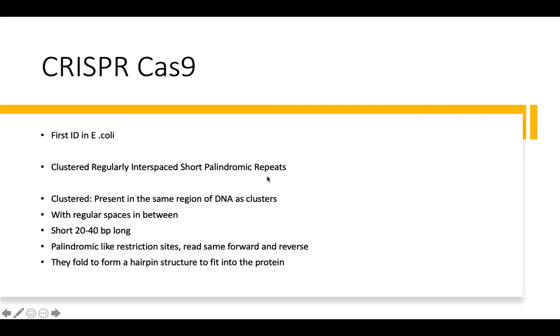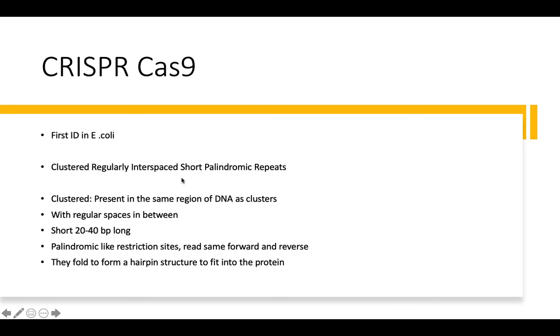C-R-I-S-P-R. Clustered. So they are clustered together, مع بعض, جنب بعض. شو هم ذا that they cluster together? They are short palindromic repeats. So these are short palindromic repeats. حكينا شو يعني palindrome. So something that you can read forward and reverse the same thing.